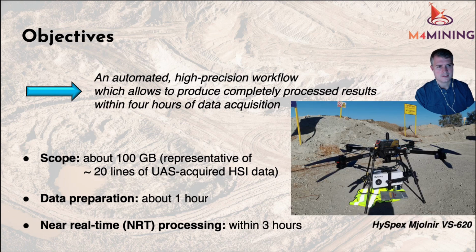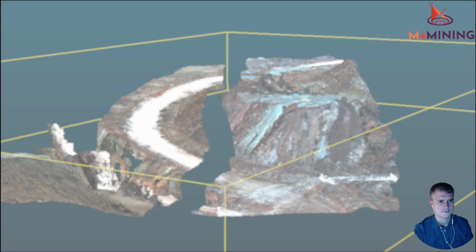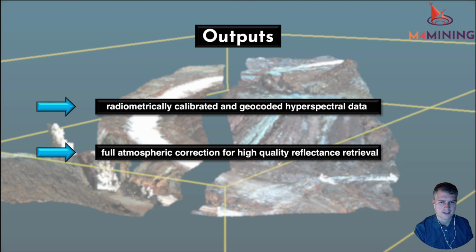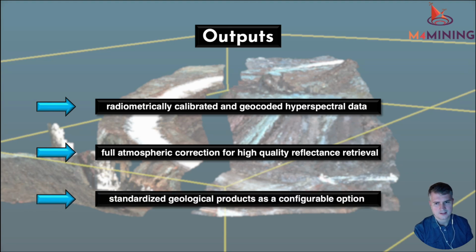Now, this integrated NRT processor has been designed for use with NEO's high-specs Mjolnir VS620 system, which uses 2 sensors to cover most of the solar reflected spectrum, that is to say, a wavelength range of 400 to 2500 nanometers. The main outputs of this NRT processing are the following: radiometrically calibrated and geocoded hyperspectral data, full atmospheric correction for high-quality reflectance retrieval, and standardized geological products as a configurable option.